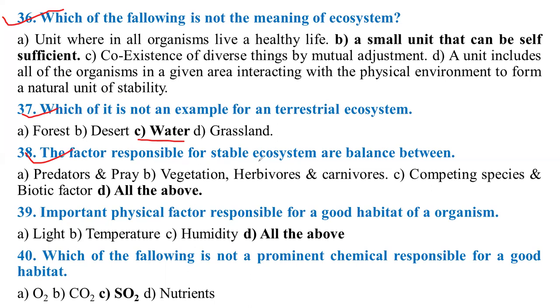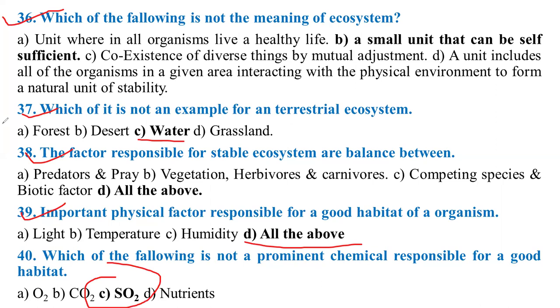The factor responsible for stable ecosystems is balance between all the above. You can see vegetarian, herbivorous, carnivorous, omnivorous, etc. Important physical factors responsible for a good habitat of an organism include light, temperature, humidity. That means I would like to go for option D. Which of the following is not a prominent chemical responsible for a good habitat? Actually, sulfur dioxide is not a prominent chemical responsible for a good habitat, other than O2, CO2, nutrients, etc. Here, sulfur dioxide is the right answer.